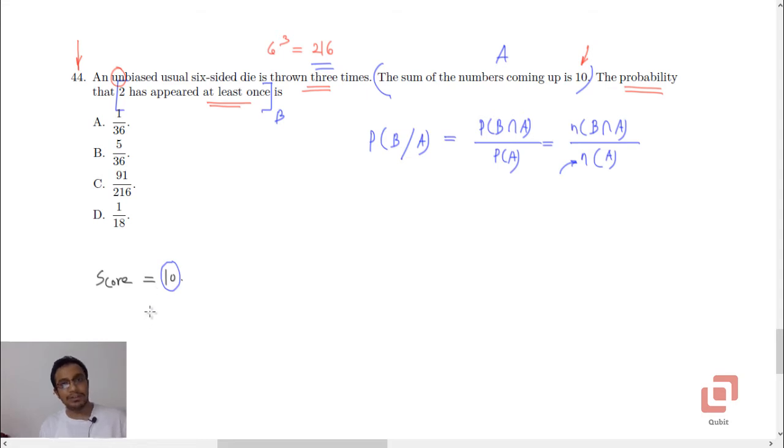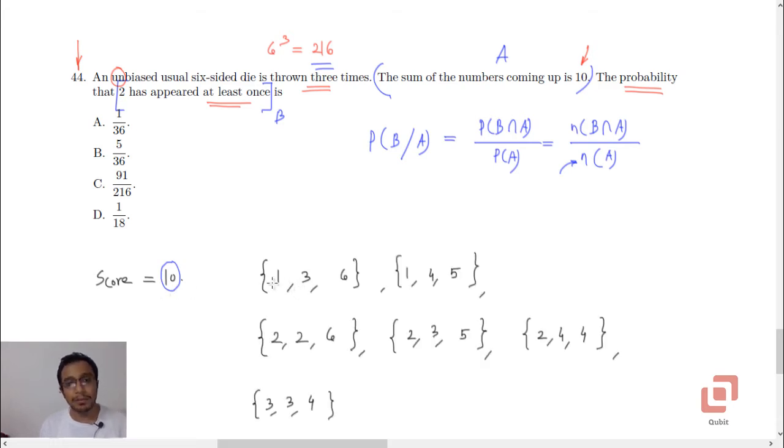So what we do is we start with different sets of numbers, consisting of numbers from 1 to 6, which can add up to 10. The first combination is 136. The second combination is 145.